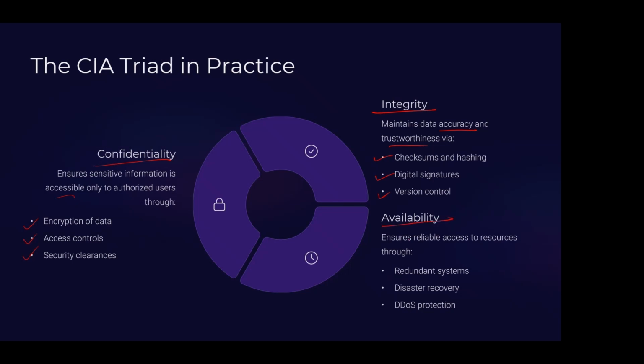Then availability. Availability ensures reliable access to the resources, that the resources are available when needed by the authorized users. There should be redundant services or systems to provide availability of the resources or the data, disaster recovery, and DDoS protection against any kind of attacks that make the resource or the server or the services unavailable. We must have protection towards that to keep the service available for the users. Now, this in combination would provide the utmost security in the networks.